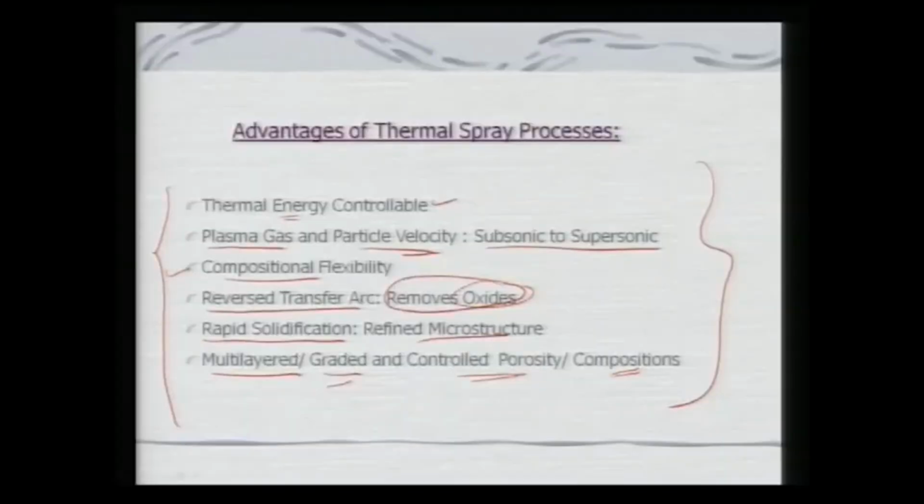So, we can see thermal spray processes have a controllable thermal energy term. We can achieve very high velocities, it provides compositional flexibility, and it can remove oxides if required to get an integrated, adherent coating. We can get a refined microstructure, which in turn improves the overall properties, and we can get either multilayers, graded and controlled porosity or even varying compositions.